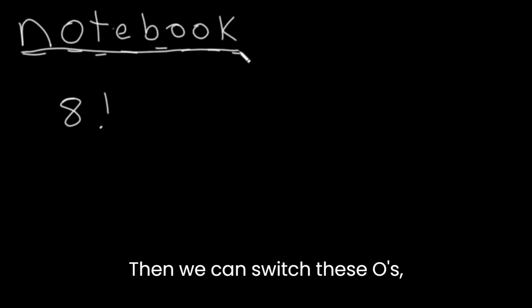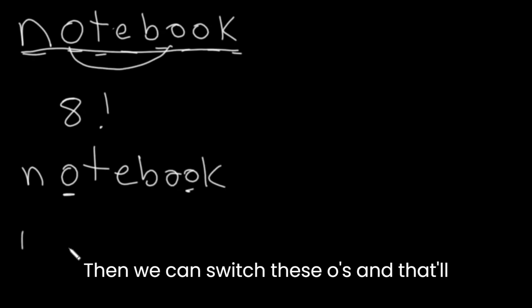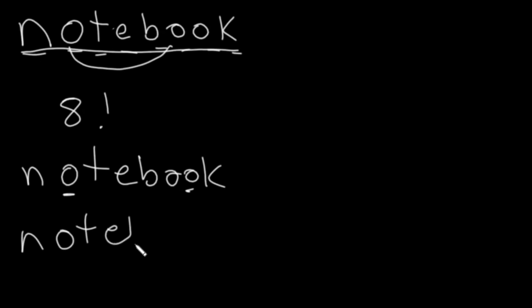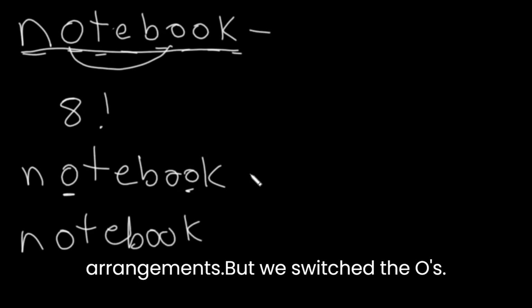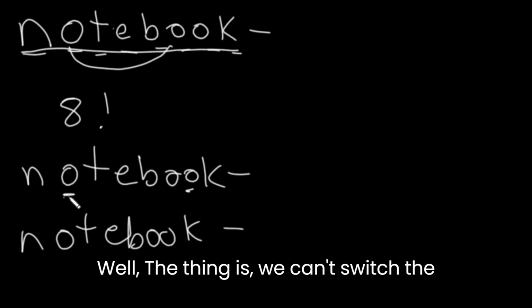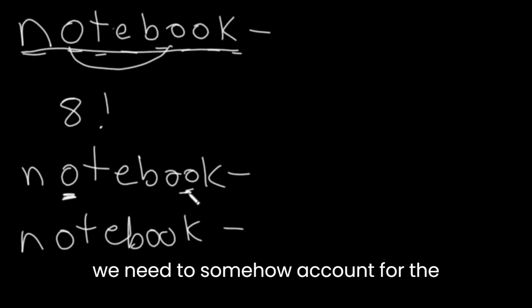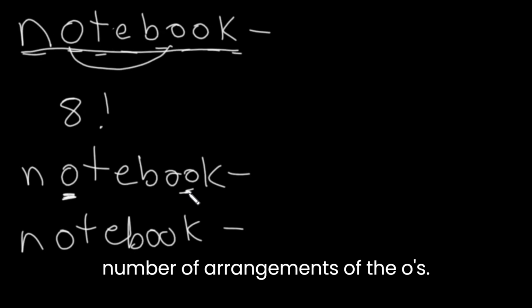So we have notebook itself. Then we can switch these O's. So that'll be notebook. Then we can switch these O's, and that'll be notebook. But wait, all of these are the same arrangements, but we switched the O's. Well, the thing is, we can't switch the O's because they're the same thing. So we need to somehow account for the number of arrangements of the O's.